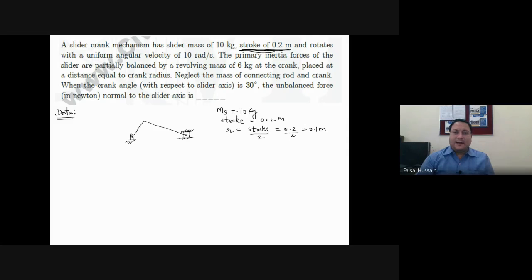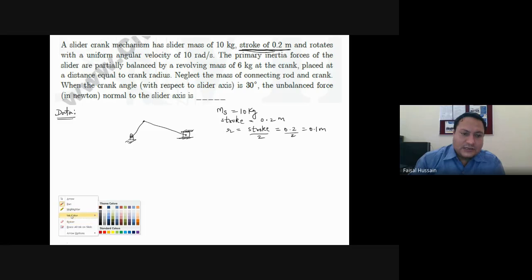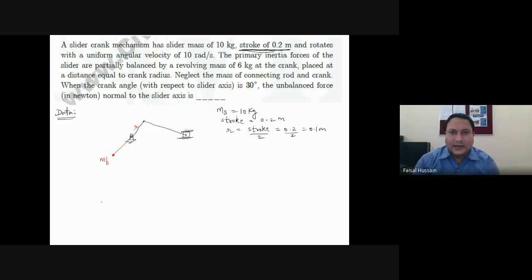Now similarly, a primary inertia force of sliders is partially balanced by a revolving mass of 6 kg at the crank. For balancing, this is the crank. Here a balance force is applied like this, and this balance force is of 6 kg for balancing. If this force is not attached, it was an unbalanced condition. After attaching this force, it is a balanced condition, and this angle of crank is given 30 degree.